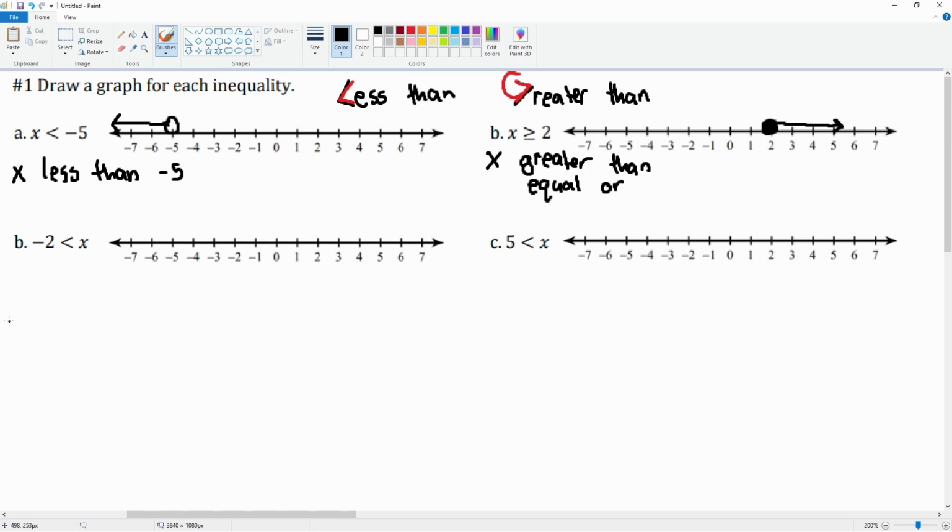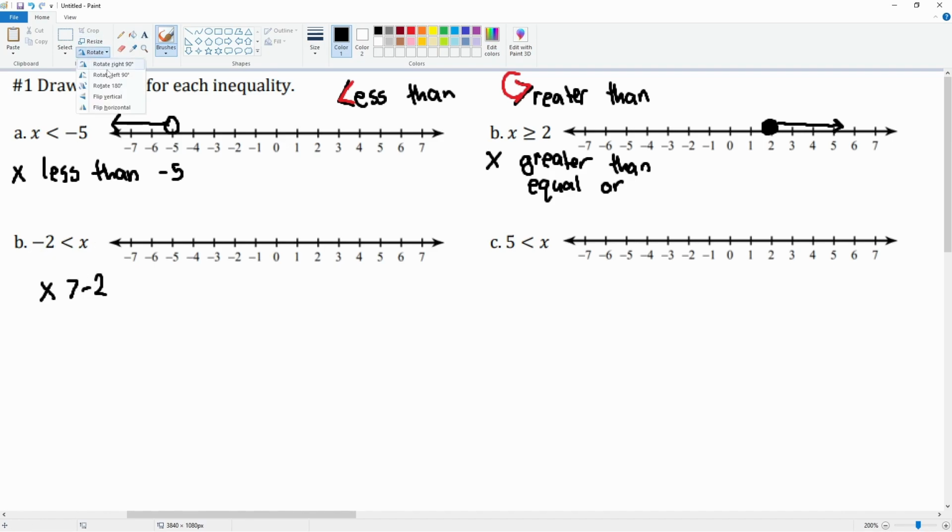Look at the bottom two problems here. The issue is that the x isn't on the left, so we are going to flip or mirror the entire thing. So notice we're going to put an x here, then this symbol is going to switch as well, and the -2 is on the right hand side.